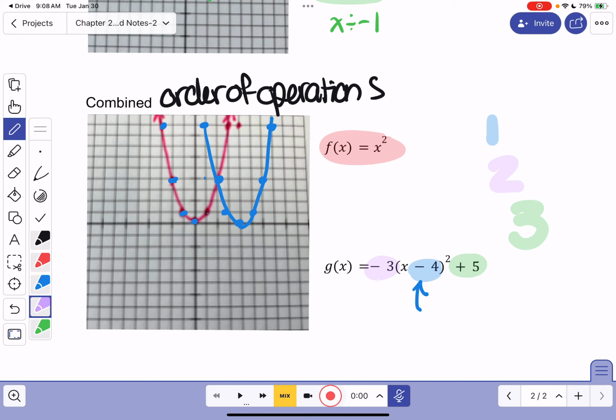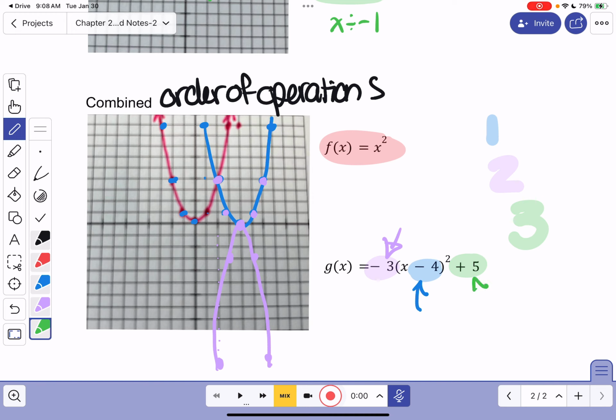Then we do the purple, which means we're going to multiply all of the y's by -3. So this y is 4. 4 times -3 is -12. 1 times -3 is -3. 0 times -3 is 0. 1 times -3. 4 times -3. So now we've done those 2 steps.